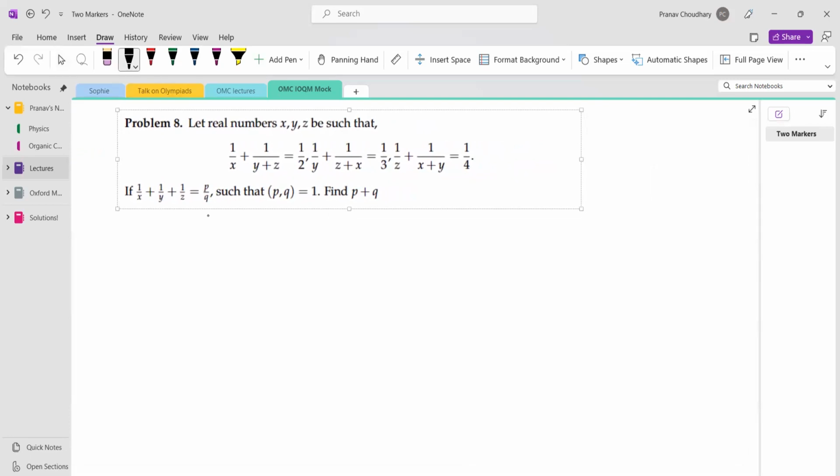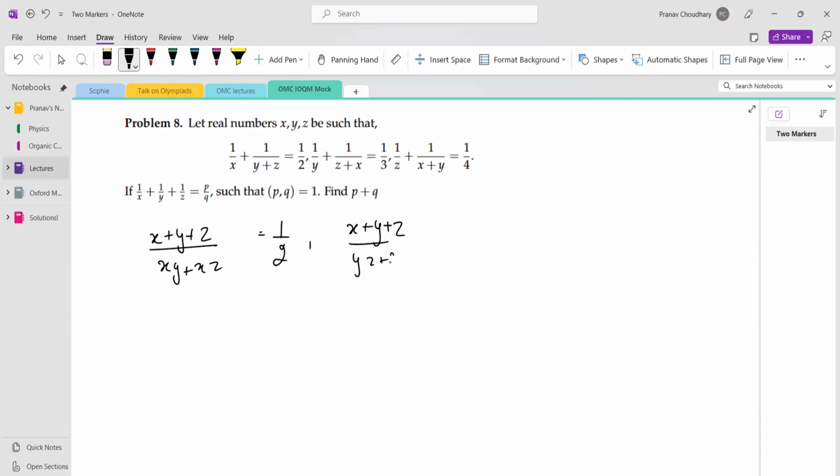So, what is the most basic thing? You just take the LCM, without noticing anything. When you take the LCM of the first thing, it's x plus y plus z over xy plus xz equals 1 by 2. The second is x plus y plus z over yz plus xy equals 1 by 3. The noticing thing here is that if you take the LCM, all the terms have x plus y plus z in their numerator, which is sort of nice, right?